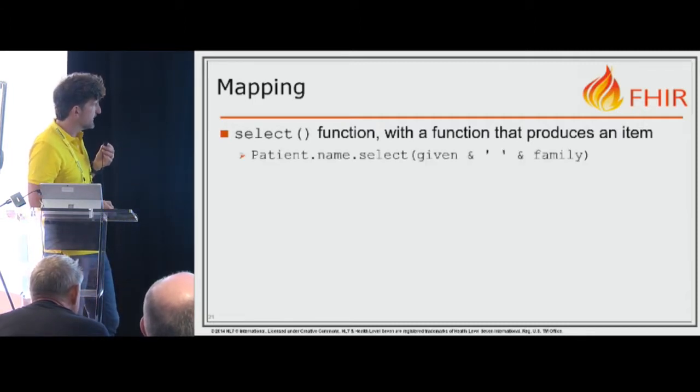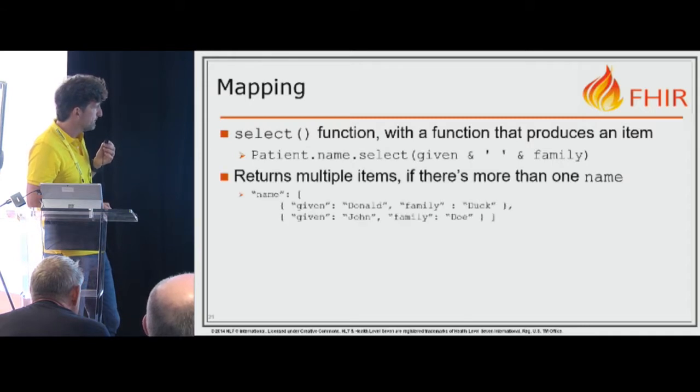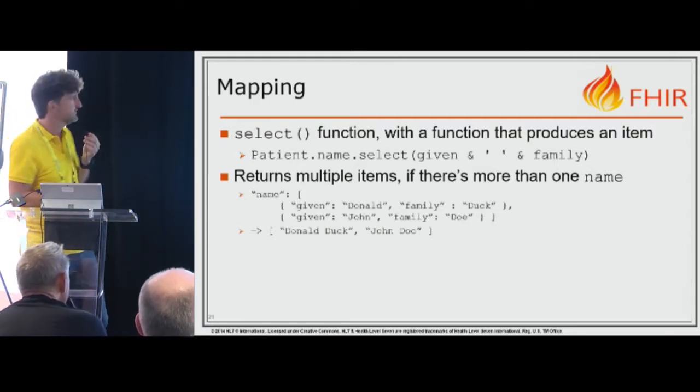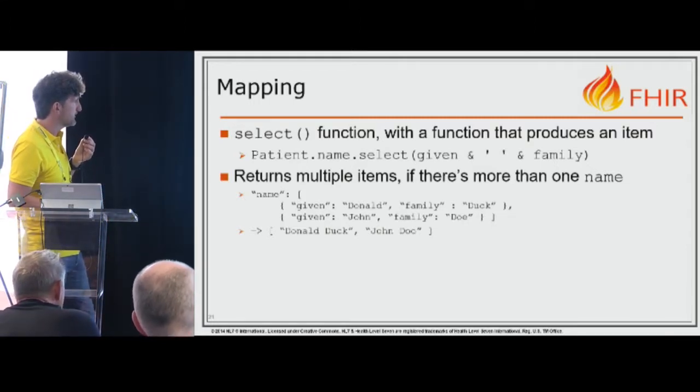It is a function that is run over all the nodes, so patient.name.select goes over name one by one, and then on this name executes this FHIRPath statement. So, given a name with given and family, Donald Duck, John Doe, it would produce a list of strings, Donald Duck and John Doe. So this is projecting or mapping or whatever you call it. Any language has this, and so has FHIRPath.